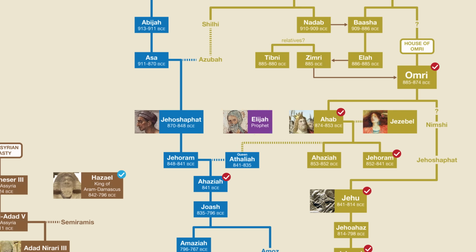The Bible paints Ahab as being a very wicked king, influenced strongly by his wife Jezebel, who was a Phoenician and thus not an Israelite.